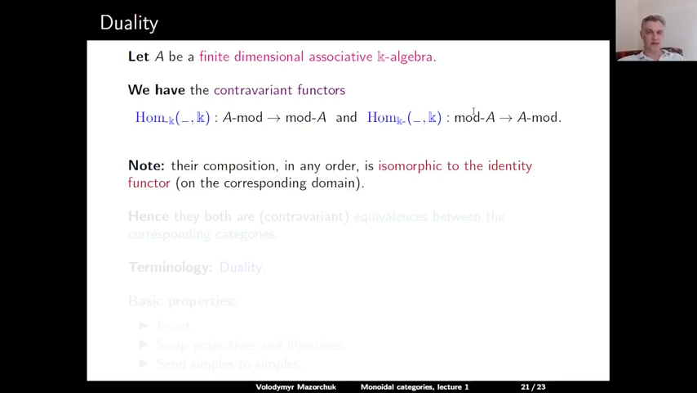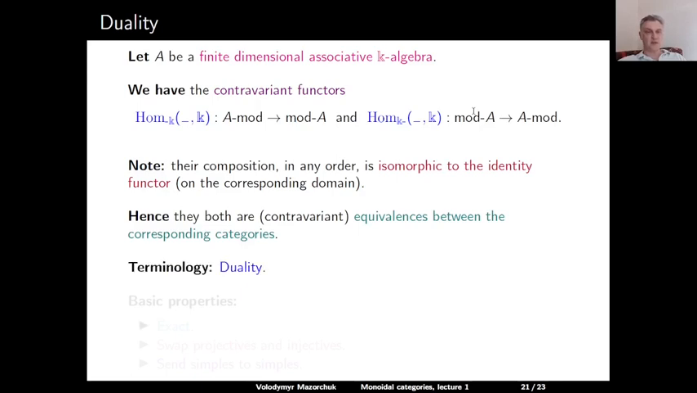So the composition of these functors in any order is isomorphic to the identity functor on the corresponding domain category. In particular, they both are contravariant equivalences between the corresponding categories, and these are called the duality functors. And the basic properties of these functors are that they both are exact, they swap projective objects and injective objects, and they send simple objects to simple objects.